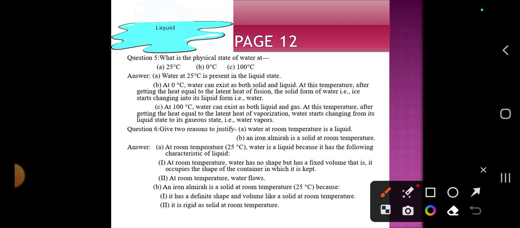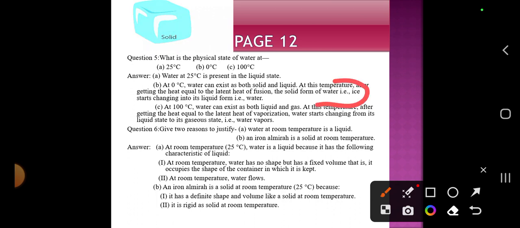Why? It depends on whether it gets the latent heat. If it gets the latent heat, then it will have the liquid form. Or suppose it doesn't get latent heat, then it may stay in the solid form. So if it gets the latent heat, then the ice starts changing into liquid form and becomes water. So it can be in both states. Water can exist in both states, liquid and solid, because when it gets heat equal to the latent heat of fusion, the solid form of water, that is ice, starts changing into the liquid form.